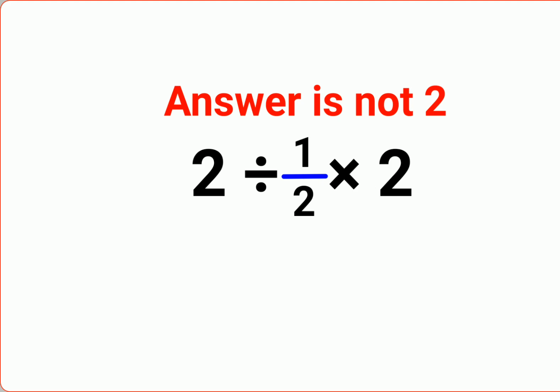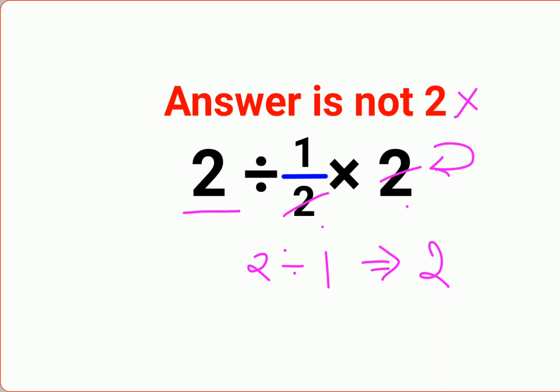So today we are going to solve a very easy looking math test problem, but a lot of people think that the answer for this one is supposed to be 2, and that is where they went wrong. So now please understand, we have 2 divided by 1 upon 2 into 2. So here a lot of people think that let's cancel this. So you have 2 divided by 1 and that should get you the answer as 2. But that, my dear friends, is incorrect. Now I'll tell you why.